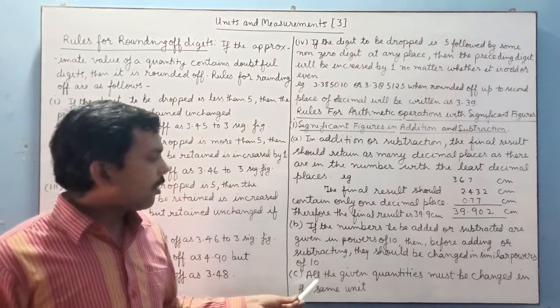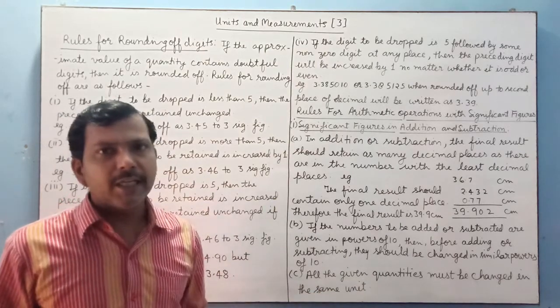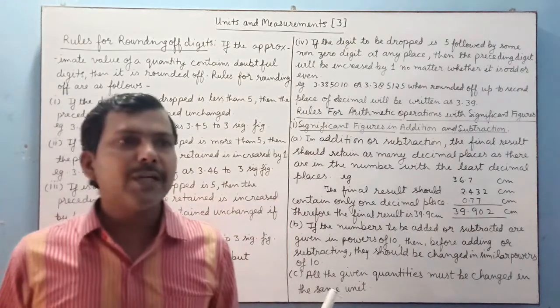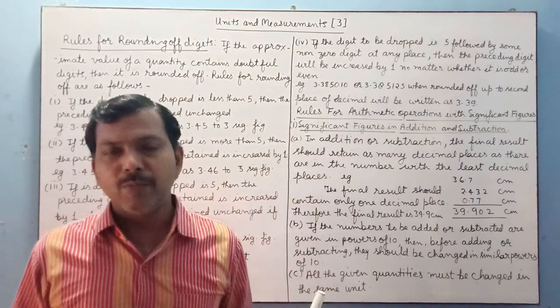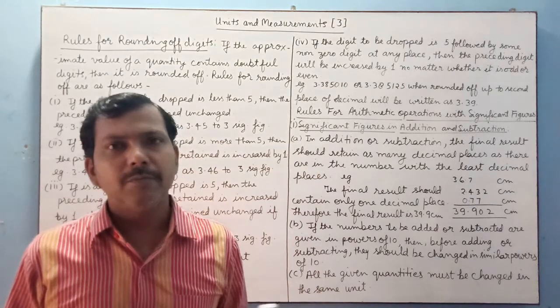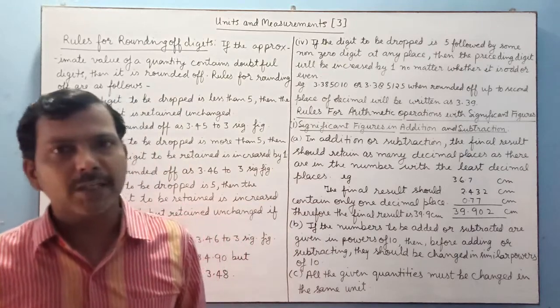And last one, all the given quantities must be changed to the same unit. If one quantity is given in centimeter and the other is given in meter, you will have to change both these quantities either to centimeter or to meter, only then can we add or subtract them.